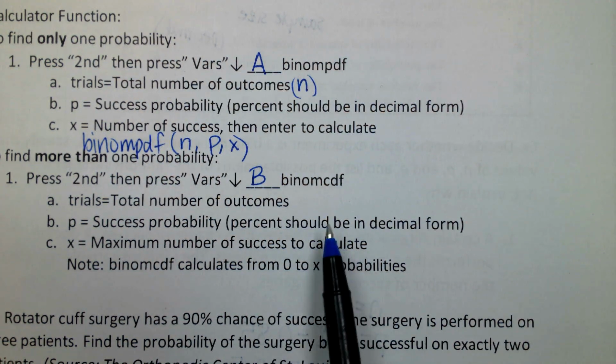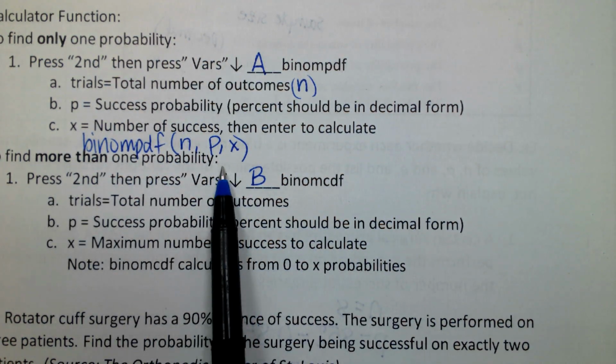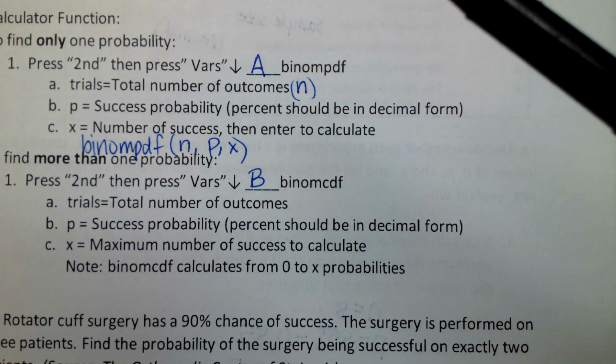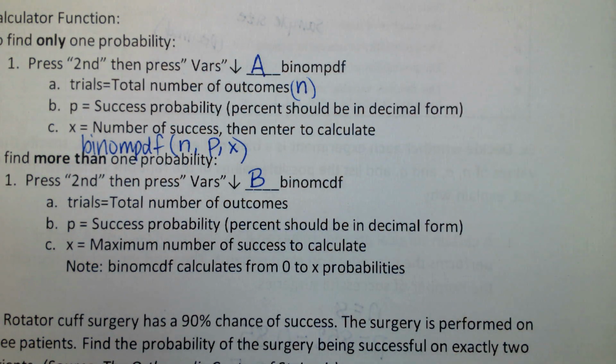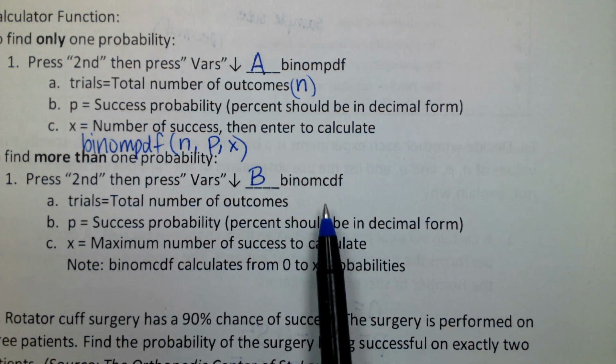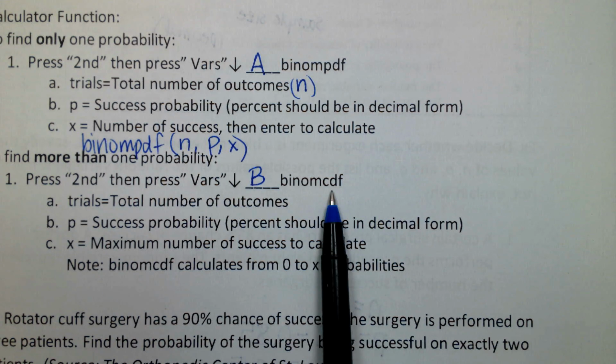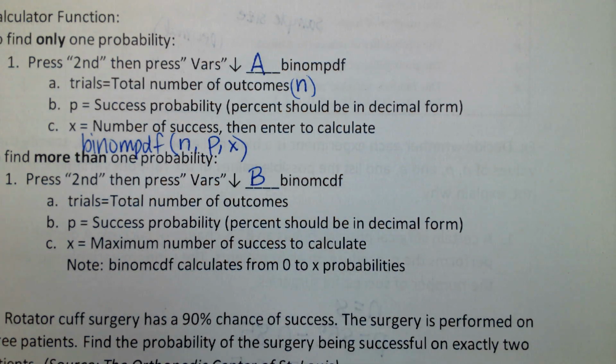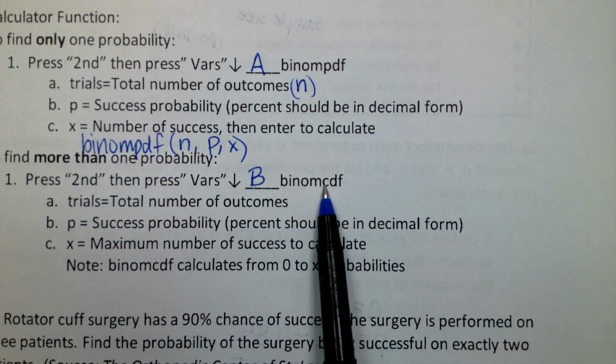Okay? To find more than one probability, so if we're doing like less than 3, that would be 2, 1, 0, or at least 5, that would be 5, 6, 7, 8, 9, 10, 11, 12, we can actually tell the calculator to calculate a whole bunch at the same time for us. And to do that, we use Binomial CDF. CDF is cumulative. Cumulative means, you remember cumulative frequency, it just keeps adding. That's what this does. Cumulative function.